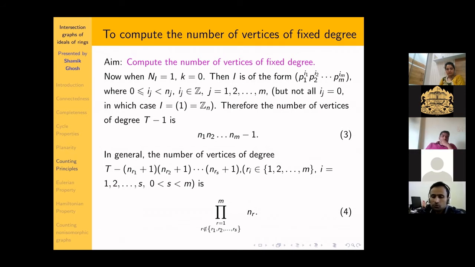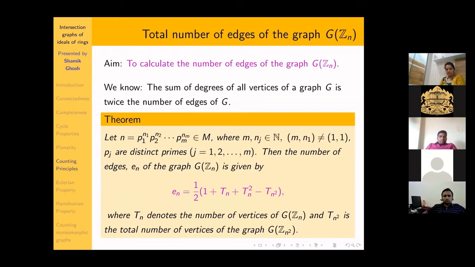So this is a complicated combinatorial proof. However, it is possible to count the number of vertices of a fixed degree of the Zn. Now, shortly, we go to the Eulerian and Hamiltonian properties.